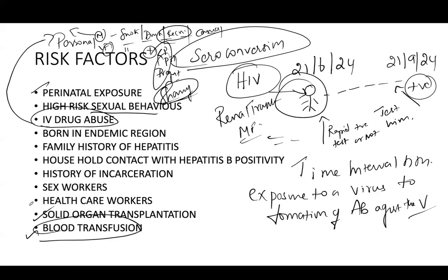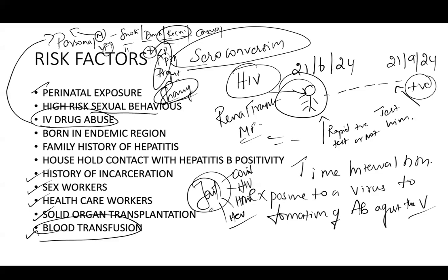Solid organ transplantation, healthcare workers, sex workers, history of incarceration, people who are living in cramped environments like jail. What happens in jail? Why is any jail becoming a source of conditions like COVID? That time, so many inmates got affected with COVID. All right. Then also, along with COVID, HIV, HBV, HCV, so many, because inside jail there's a rapid circulation of drugs, and also there is a lot of homosexuality going on.